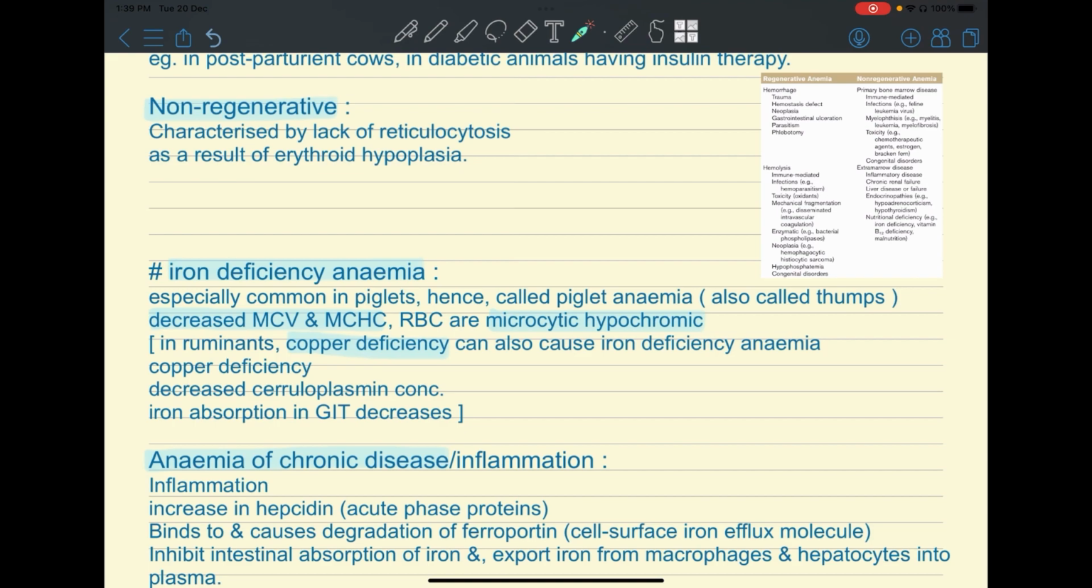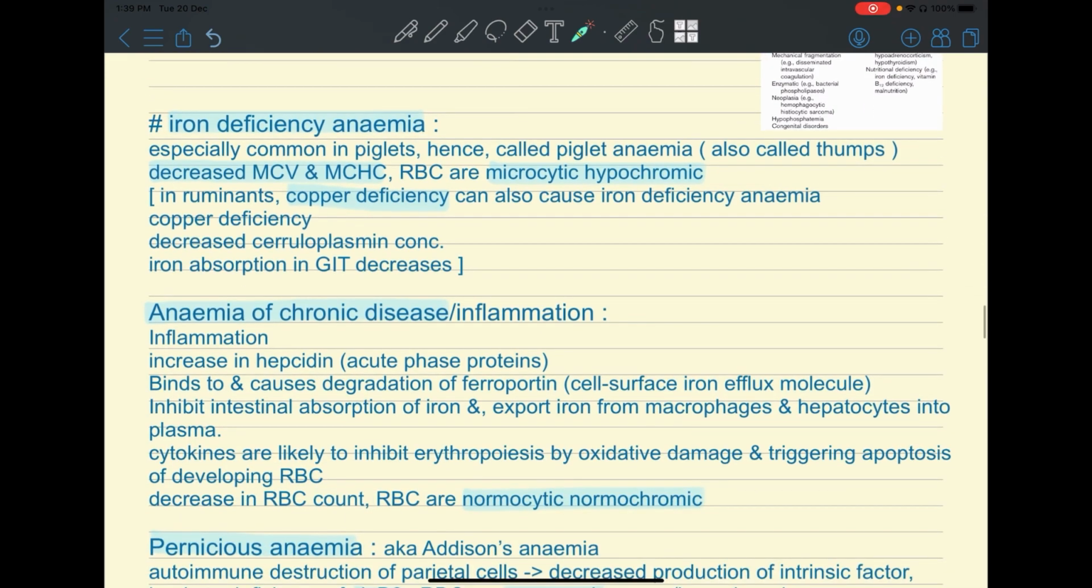In case of ruminants, copper deficiency can also lead to iron deficiency anemia. Why? Because copper is a component of this protein called ceruloplasmin, and ceruloplasmin is responsible for the absorption of iron from the GI tract. Okay, that is why copper deficiency can also lead to iron deficiency anemia in case of ruminants.